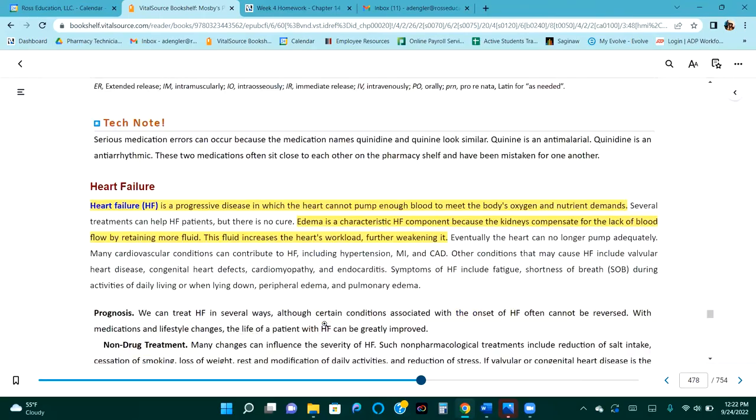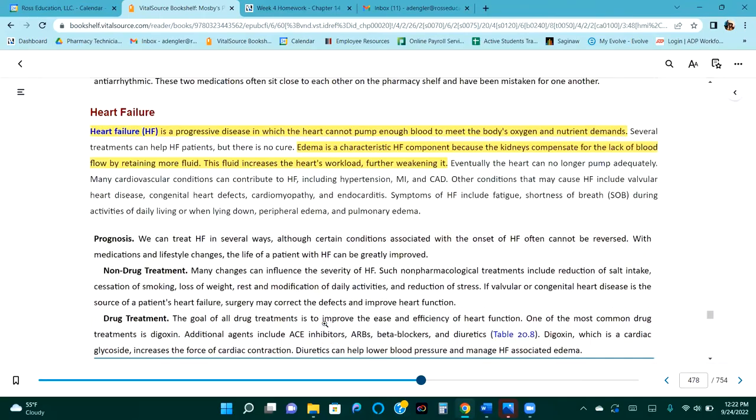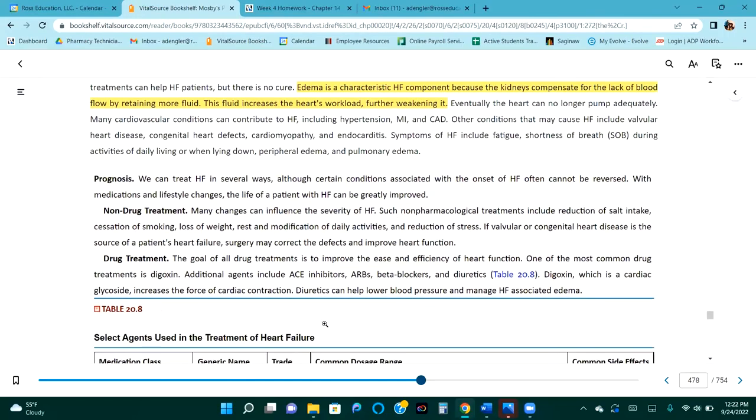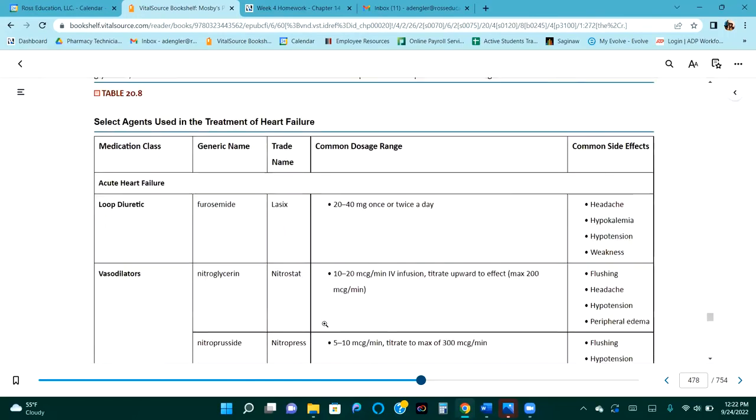Multaq, Xylocaine. Heart failure is a progressive disease in which the heart cannot pump enough blood to meet the body's oxygen and nutrient demands. Edema is a characteristic heart failure component because the kidneys compensate for the lack of blood flow by retaining more fluid. This fluid increases the heart's workload, further weakening it. Table 20.8 lists select agents used in the treatment of heart failure.